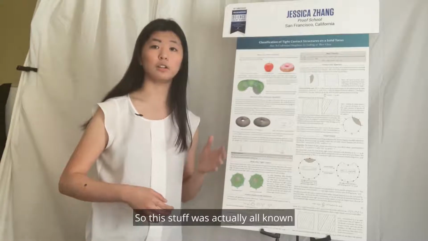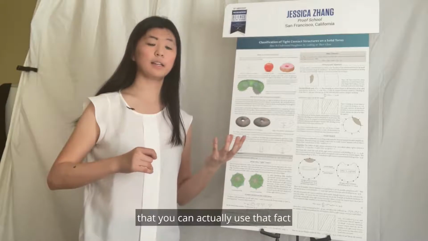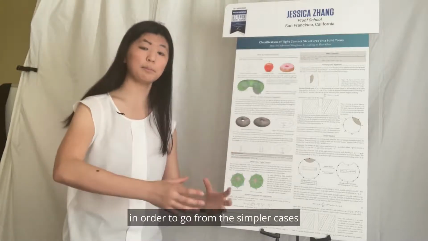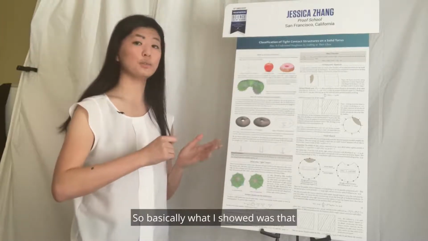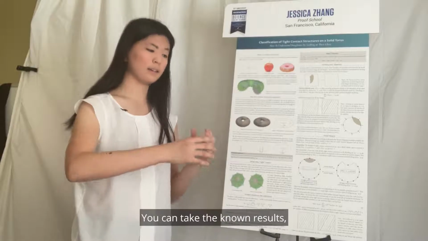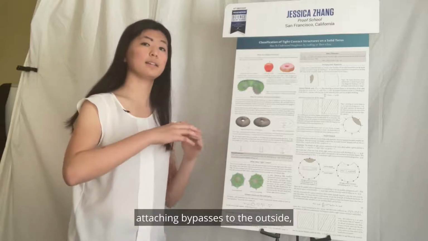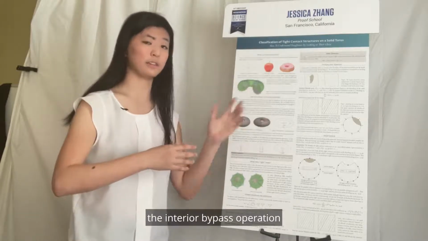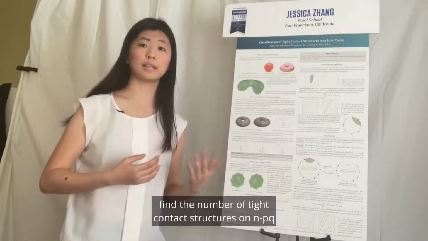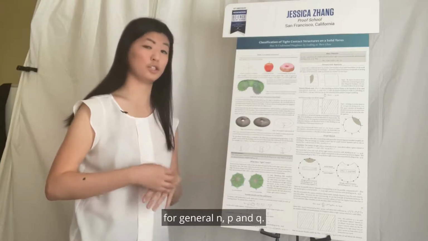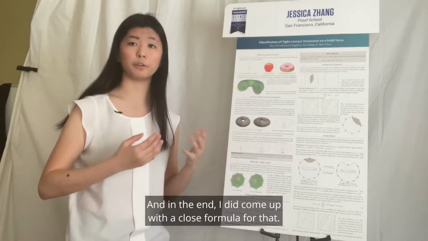So this stuff was actually all known before I started my research, but what I really did was I showed that you can use that fact in order to go from the simpler cases back to the more complex ones. So basically what I showed was that you can reverse this. You can take the known results and you can build off of those by attaching bypasses to the outside, and that would reverse the interior bypass operation in such a way that would let us inductively find the number of tight contact structures on n minus pq for general n, p, and q. So that was my research, and in the end I did come up with a closed form formula for that.